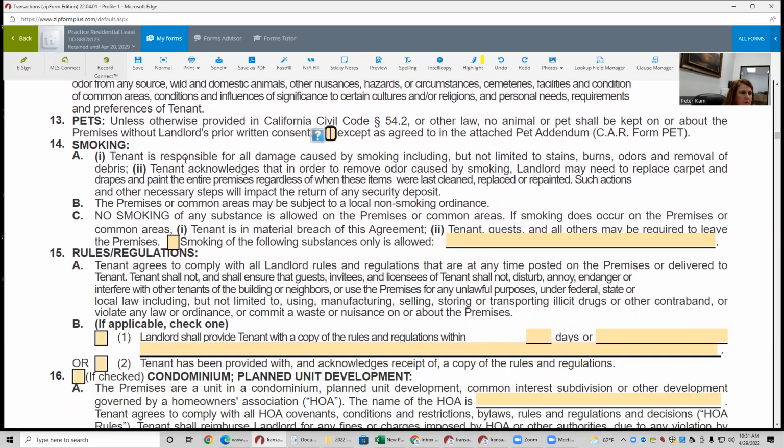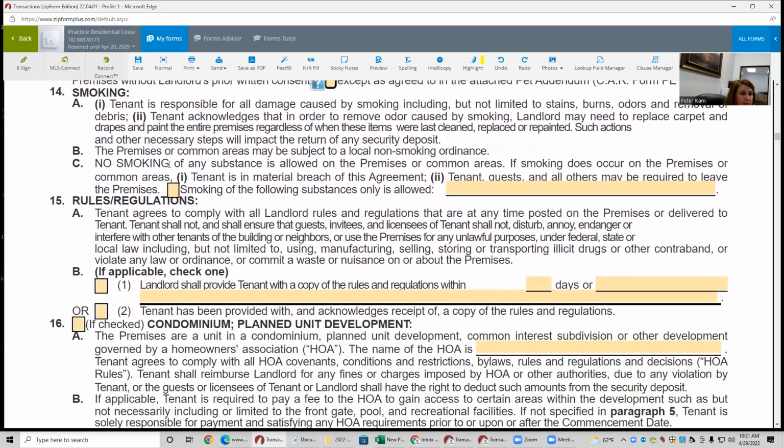Okay, so this clause is very good because it's saying basically that the tenant is responsible if they cause damage by smoking, stains, burns, odors, and things of that nature, and removal of debris. I've seen property where people are throwing cigarette butts all over the place. So this is a really good paragraph. And it's also saying no smoking is allowed on the premises or common areas. And if the tenant smokes and does not listen to this paragraph, they're in material breach of the agreement.